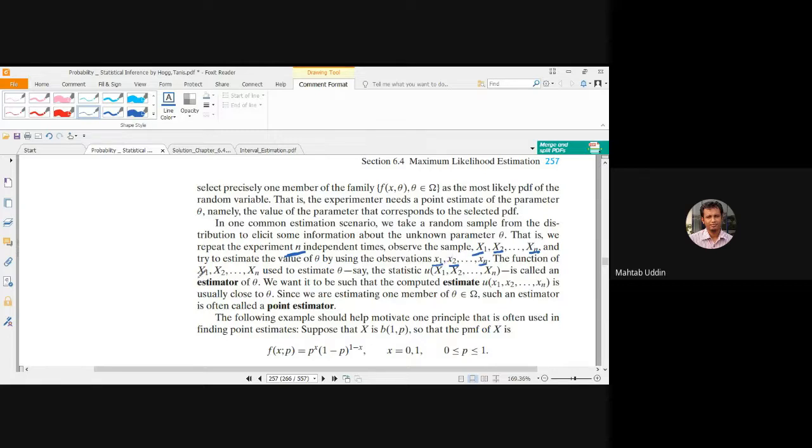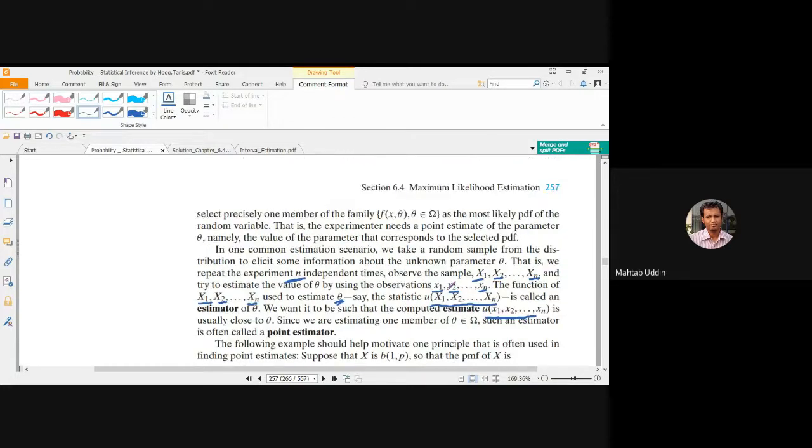Then the function of x1, x2 up to xn is used to estimate theta. Not only theta, sometimes we will want to find p, sometimes mu, sigma, many things. The statistic is a function for the samples, and this is the function for the inputs. Then we will design a likelihood function, called L. What is the likelihood function? L is the likelihood function.